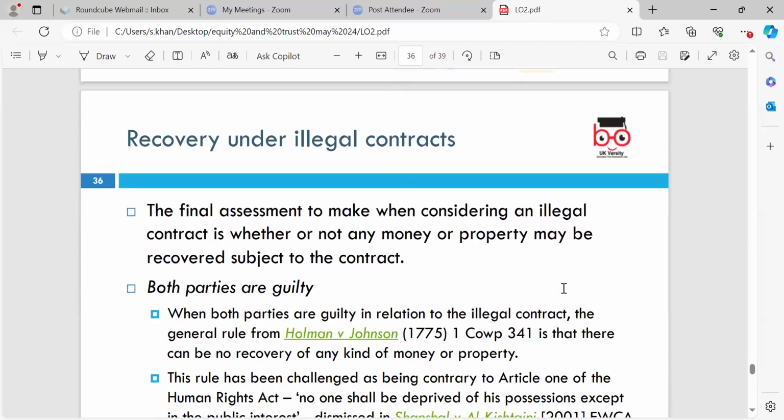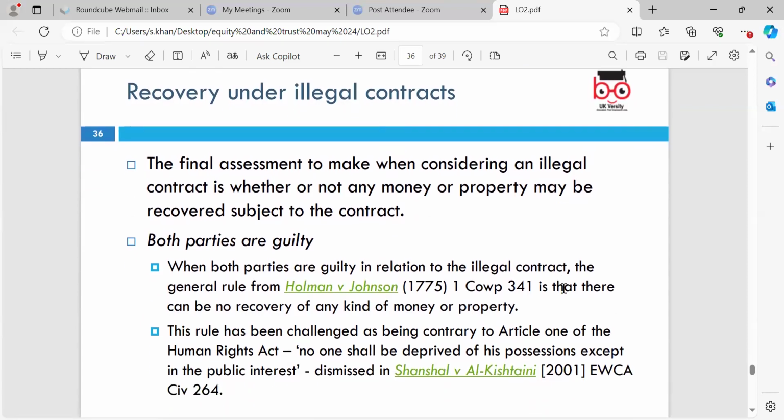Recovery under illegal contracts. The final assessment to make when considering an illegal contract is whether or not any money or property may be recovered subject to the contract. Both parties are guilty. When both parties are guilty in relation to an illegal contract, the general rule from Holman v Johnson (1775) is that there can be no recovery of any kind of money or property. That was one of the principles adopted in 1775 from that case.